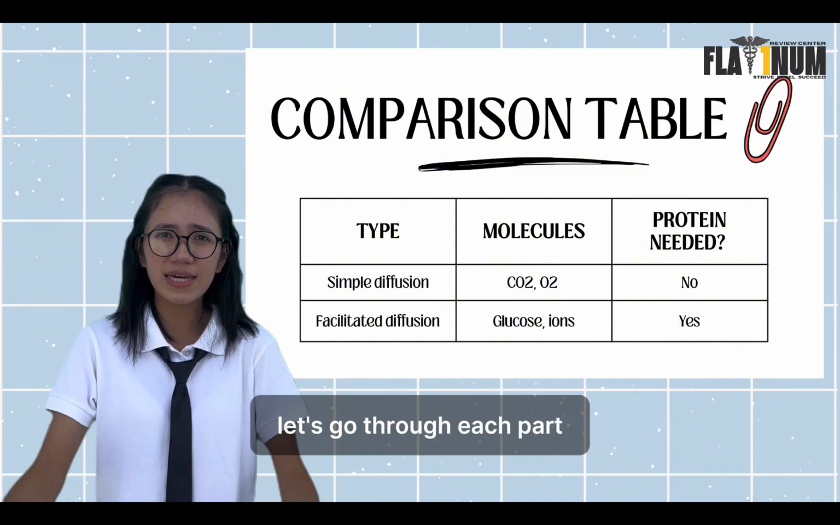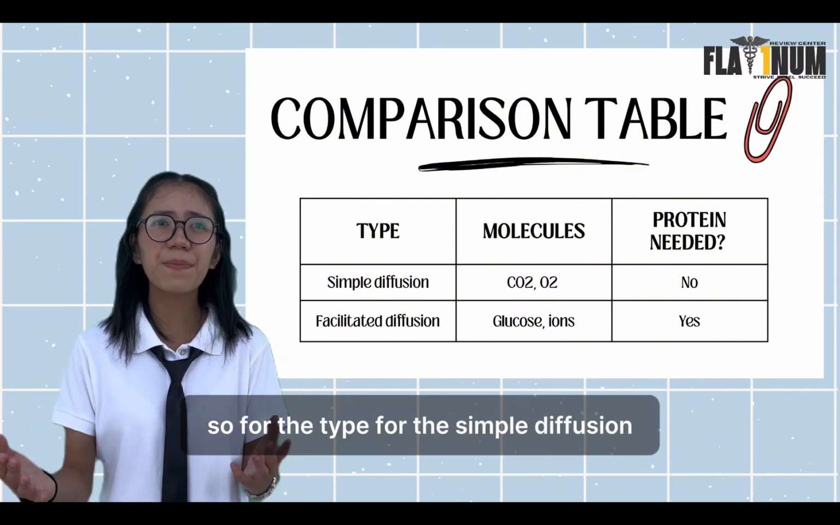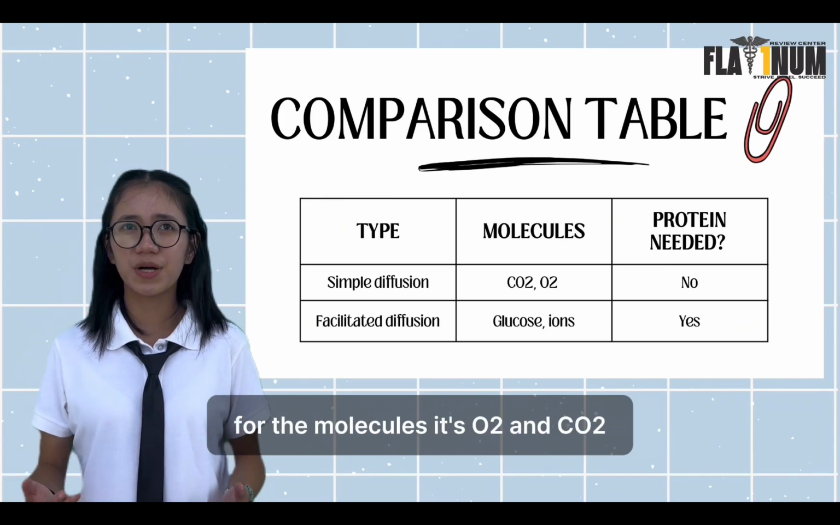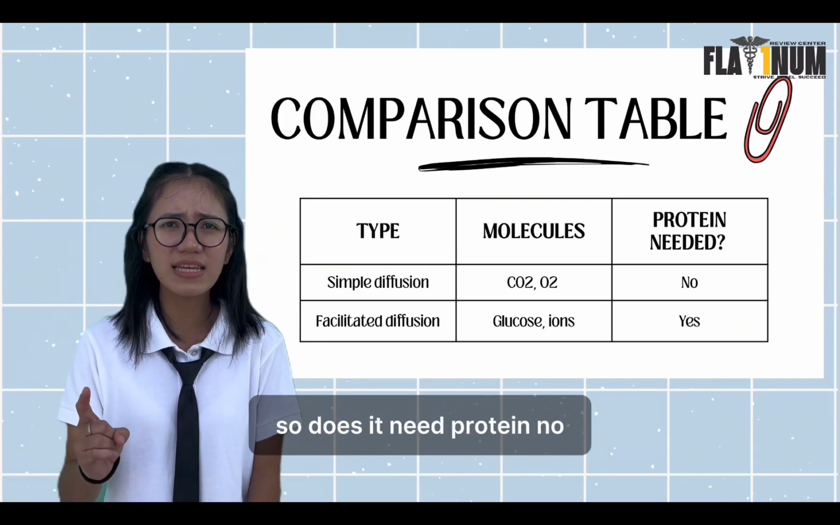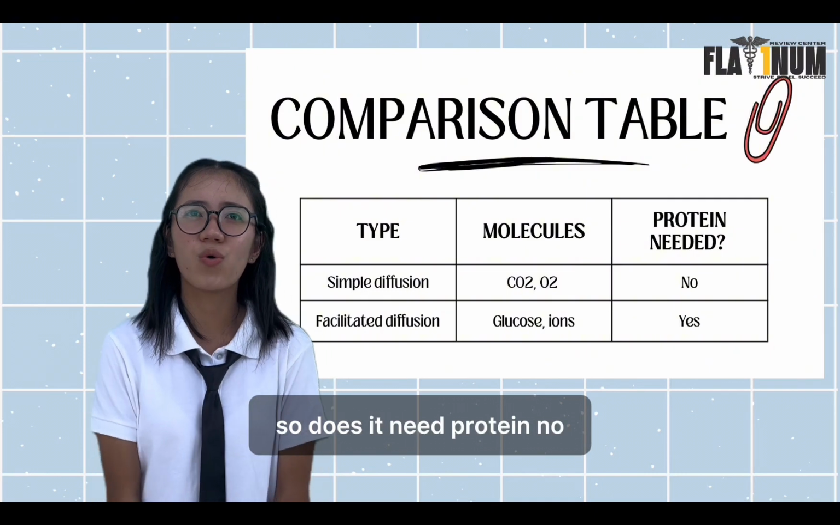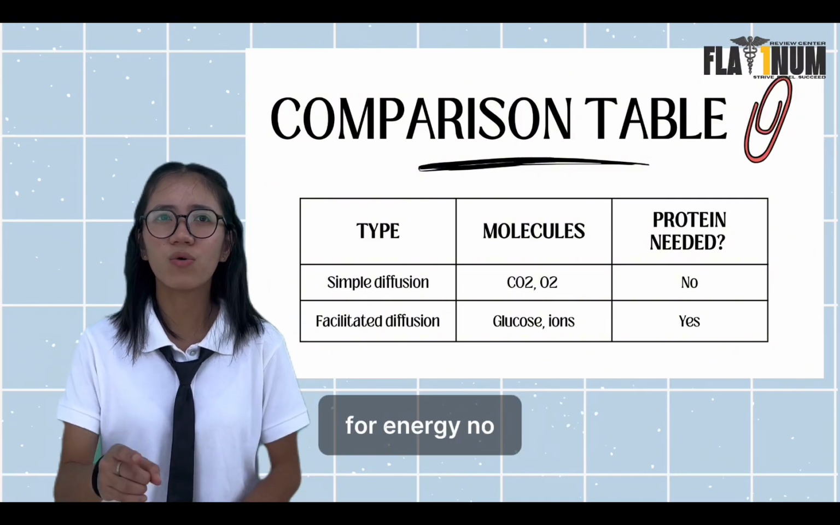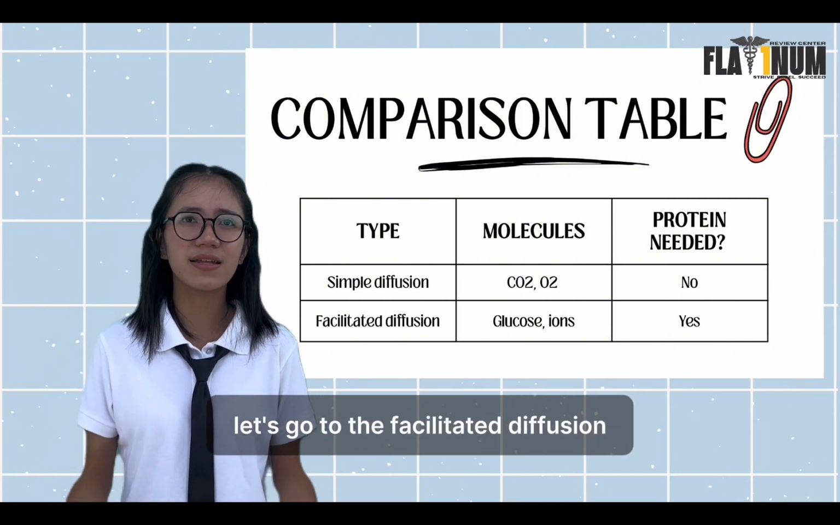Let's go through each part. So for the type, for the simple diffusion, for the molecules, it's O2 and CO2. So does it need protein? No. For energy? No. Let's go to the facilitated diffusion.